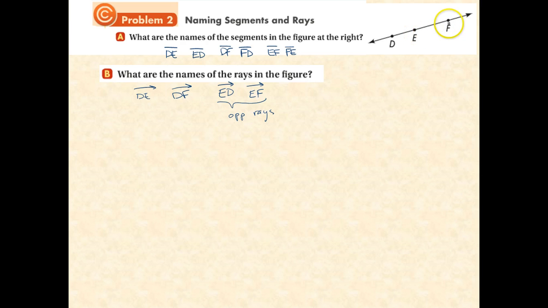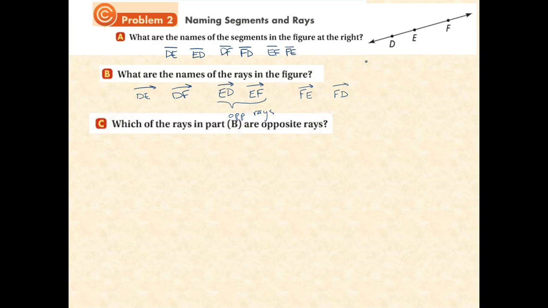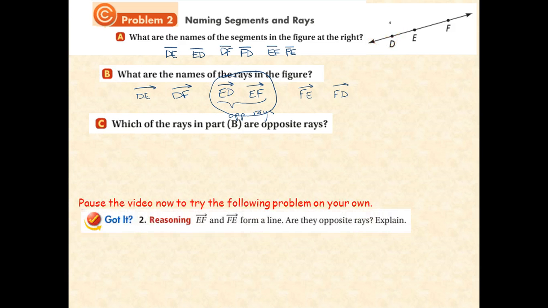All right, what else we got? If F was an endpoint, we could do ray FE, or we could call it going through D, and that's ray FD. Which of the rays in part B are opposite rays? I already did that. ED and EF are opposite rays because they share the endpoint E, and they form a line. Okay, so why don't you pause the video and see if you can figure this out.